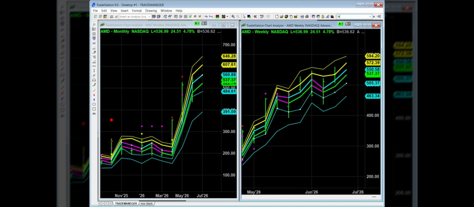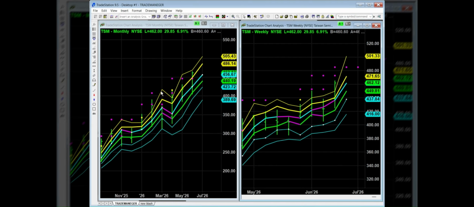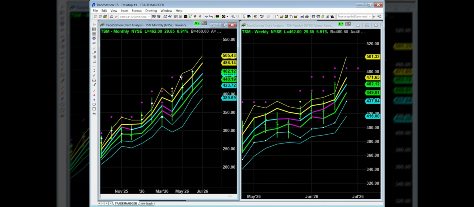So let's talk about the TSM. On the TSM monthly chart, the stock price also increased to this top yellow trend line. Typically, when the stock price increases to this top yellow trend line, especially in the monthly chart, it is a major resistance. So it is expected to have a pullback.